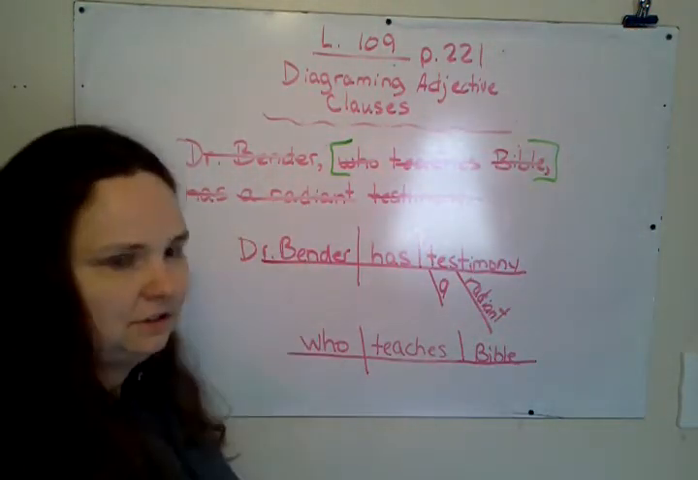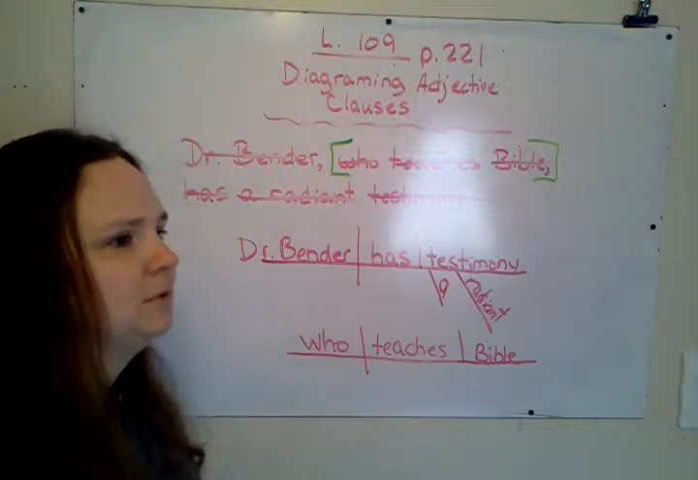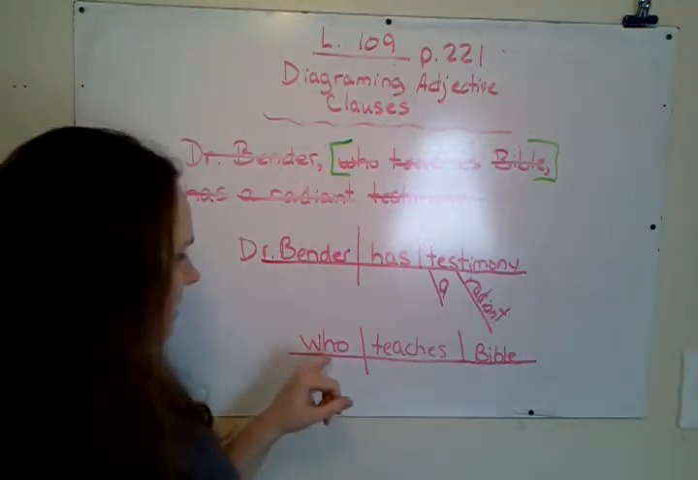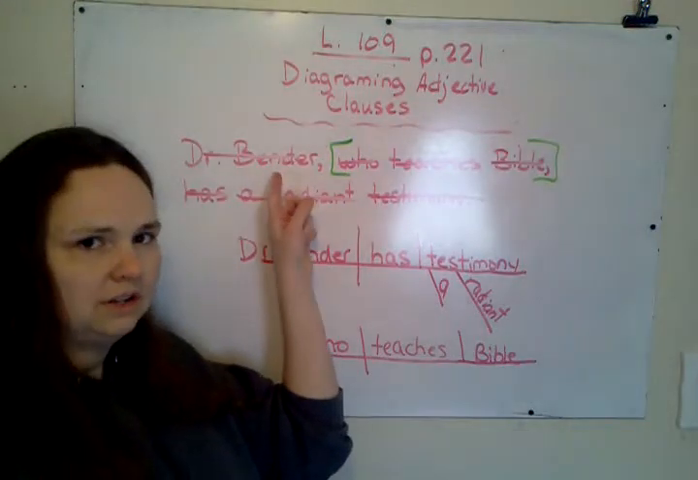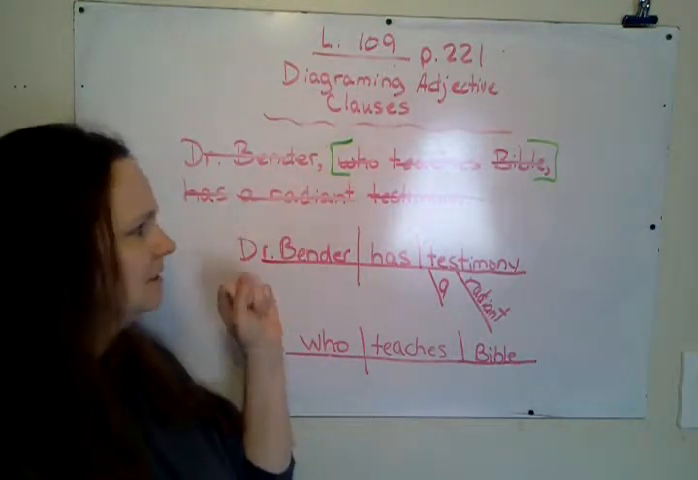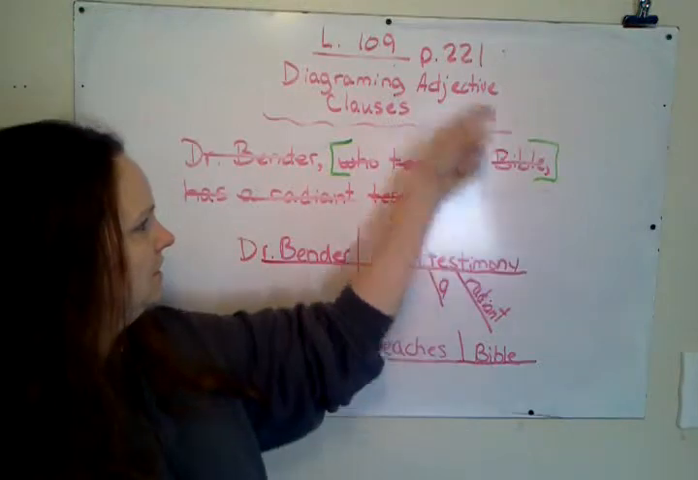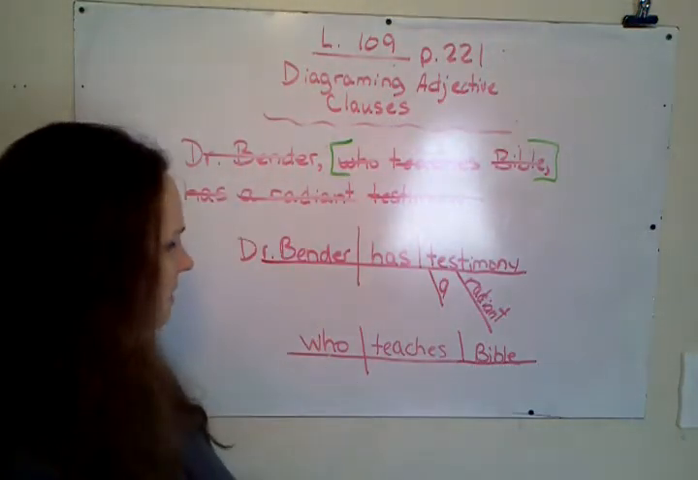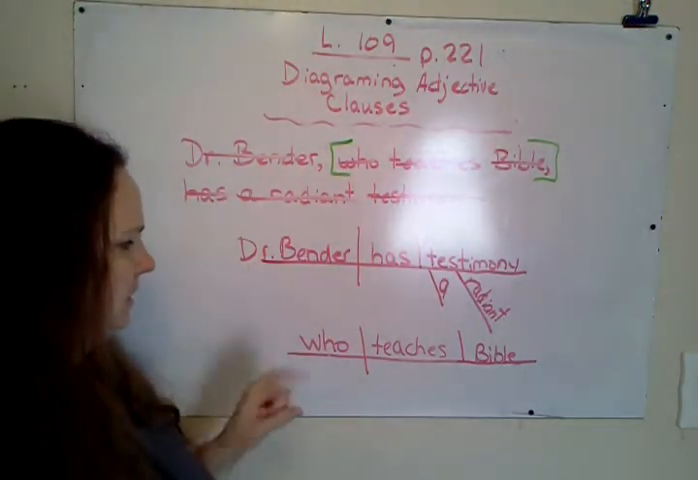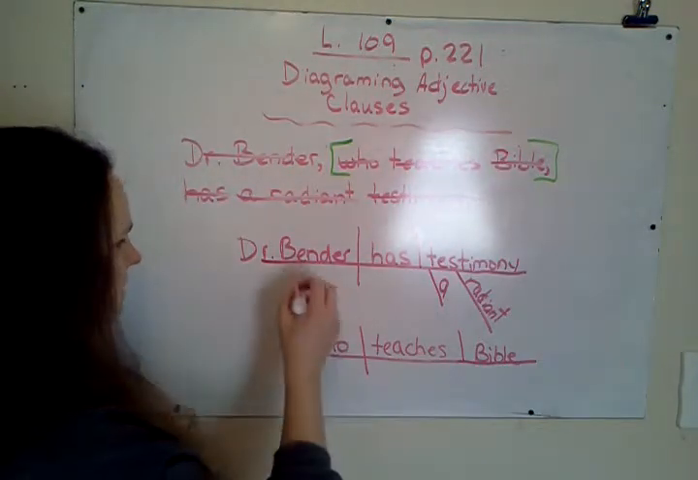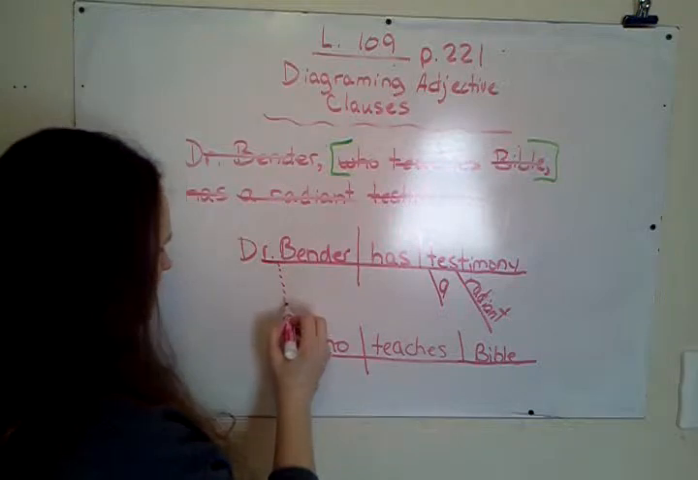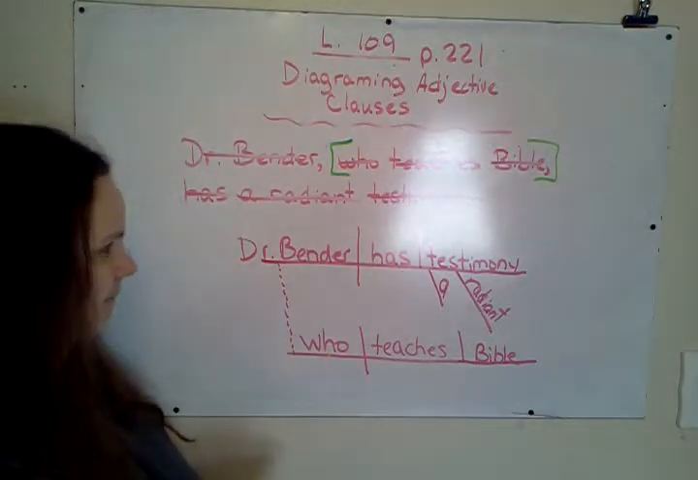Now I'm going to connect the two sentences, and the way we connect them is we make a dashed line connecting the relative of the clause to the word that the whole clause is modifying in the main sentence. Remember, my adjective clause is answering a question about Dr. Bender. So I need to connect Dr. Bender with the relative of the clause. And I do that with a dashed line, like that.